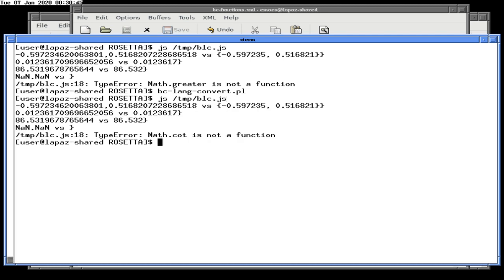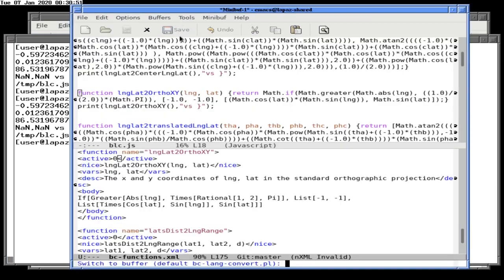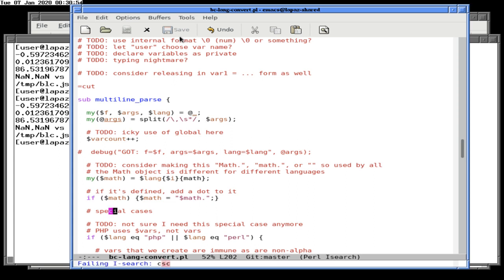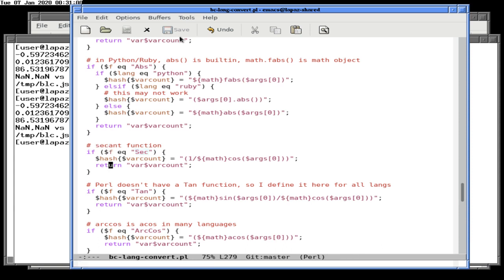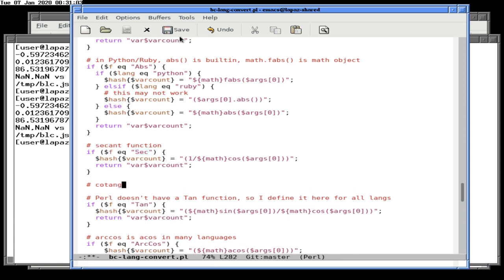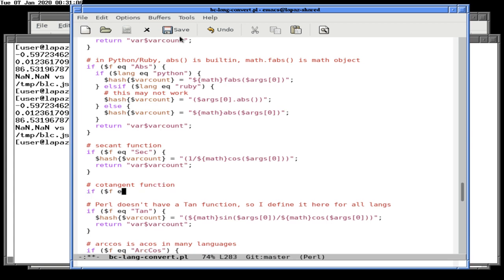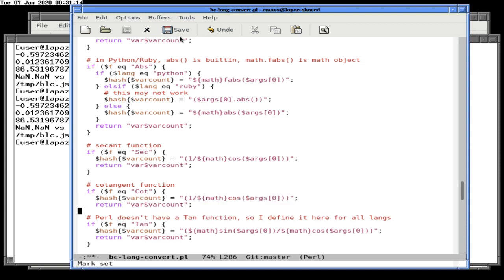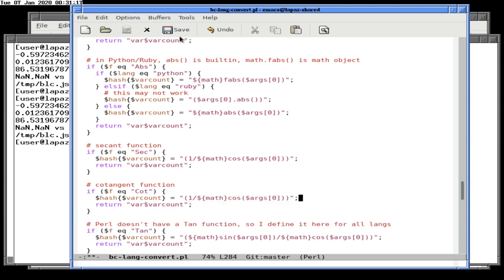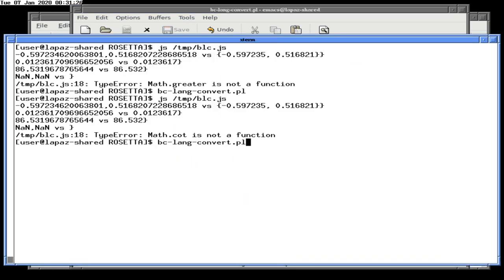Math.cotangent is not a function. This one I do know how to deal with, because this has to do it quite a bit. I think we do it for cosecant already, or for, what's the other one? Secant. Cotangent function. If the function is cotangent, we basically just copy this code, except cotangent is 1 over tangent. Return var broken. Okay, and this works in a really weird way, but it does work. Okay, one more time.